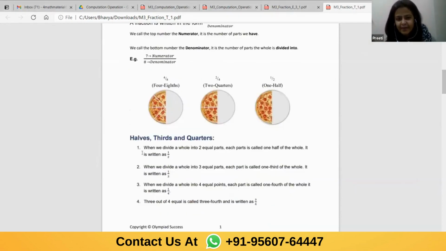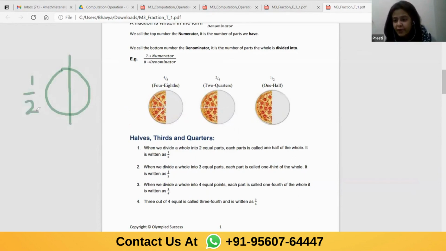Okay. Now look here. When we divide a whole into 2 equal parts, if I am dividing something into only 2 equal parts, then each part we call 1/2. These are specific terms. We use the term 1/2 for it.